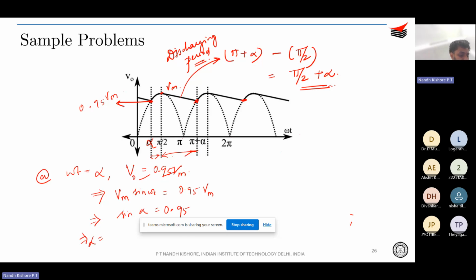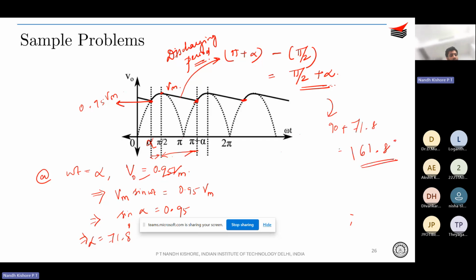So what is sine inverse 0.95? Anyone? Sine inverse, 71.8, correct. So 71.8 degrees. So this is your alpha. Once you know alpha, what is your discharging period now? Pi by 2 is 90 degrees and 71.8, so 90 plus 71.8 is 161.8 degrees. This is your discharging period.